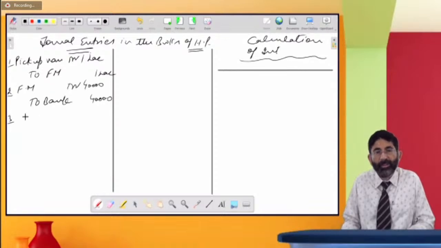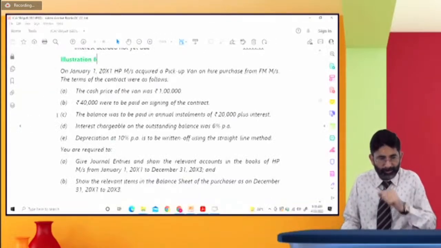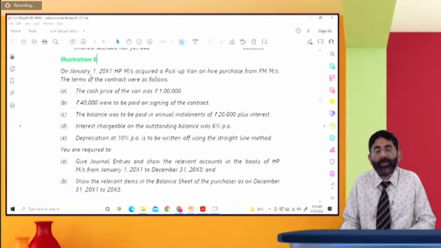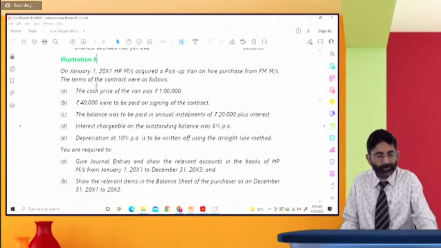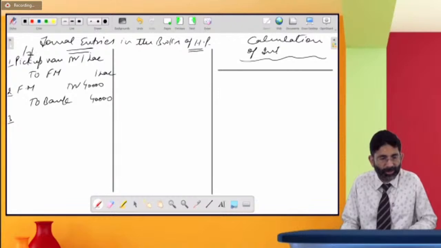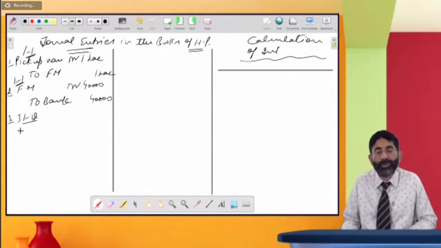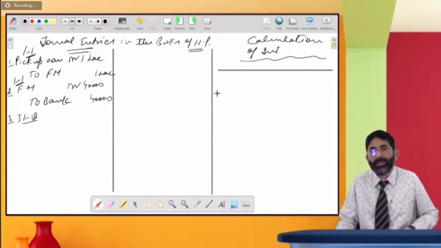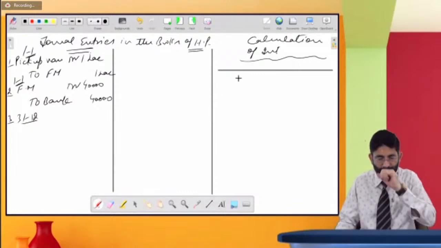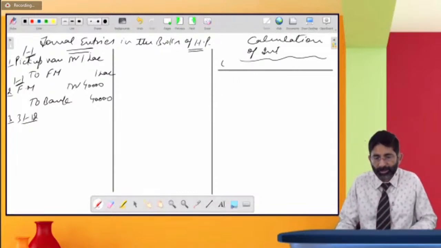Third entry is regarding interest due at the end of the year, because this entry was to be made on 31st of December 2011. These two entries are on 1st of January. Then on 31st of December, you have to pass an entry for making an interest due on it. How is interest to be calculated? So it is year, this is amount, this is interest.